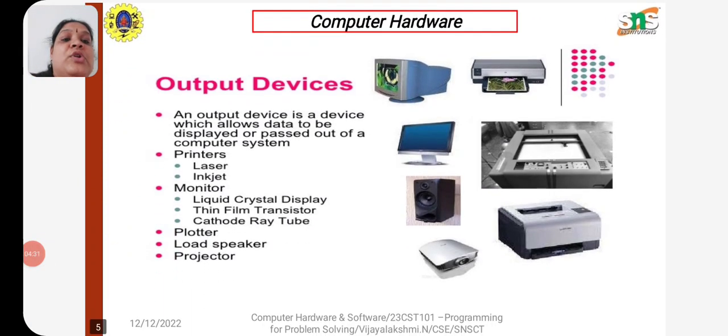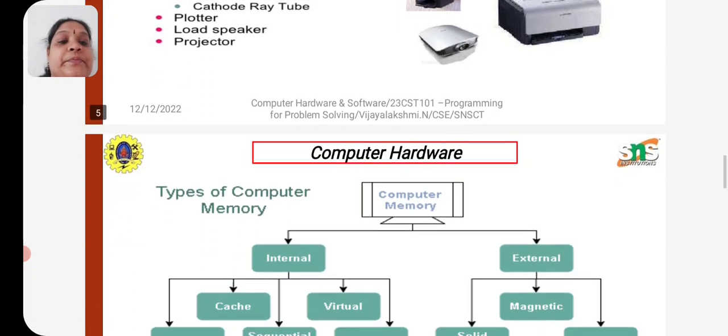We saw about output devices. Once the data is manipulated, the result will be in the form of a hard copy, or we can see it on the monitor. Which things are output devices? Monitor, printer, projector, loudspeaker. These things are called output devices.